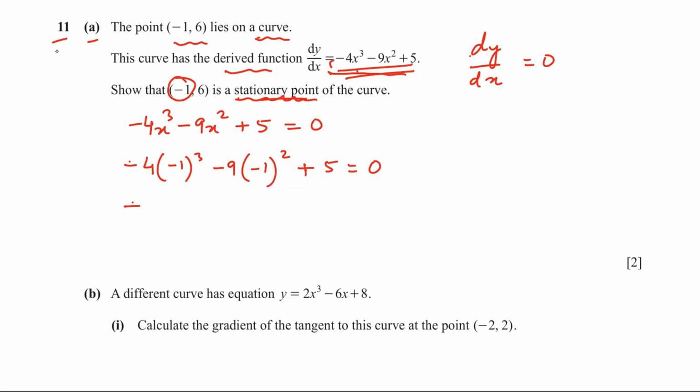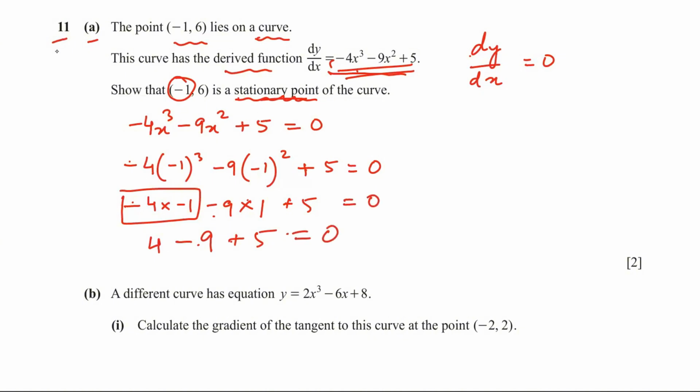Let us tidy this up a little bit. -4 times -1 cubed is -1, and then -9 times -1 squared is 1. Plus 5. So let's do this first. That will give you +4. Negative times negative is positive. Negative times positive is negative, and plus 5 equal to 0. Now 4 plus 5 is 9, minus 9 equal to 0. So that's how we show that -1, 6 is a stationary point of the curve.